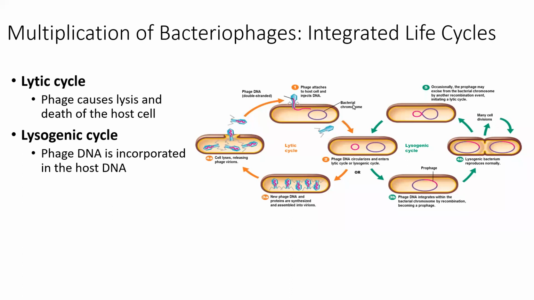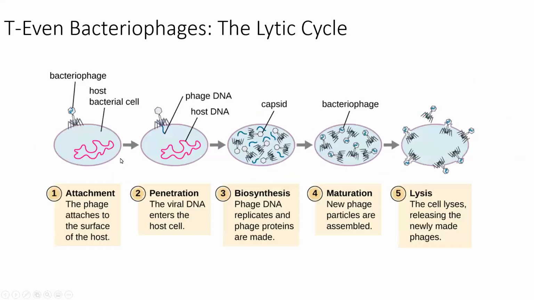Okay. So we're going to come back to this figure here to see how these two life cycles are related to one another. But for now, let's go ahead and get started with the first type of life cycle. So some bacteriophages, we put T-even. That's because their name is like T4. So it's the letter T and then an even number. And these bacteriophages go through the lytic cycle, only the lytic cycle.